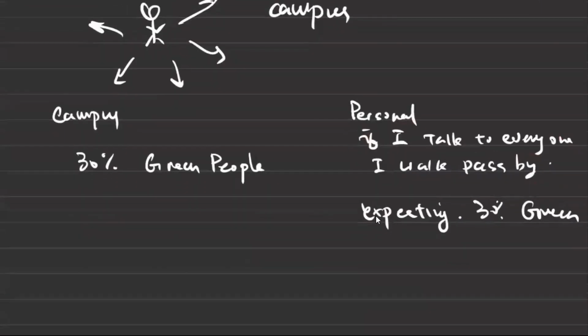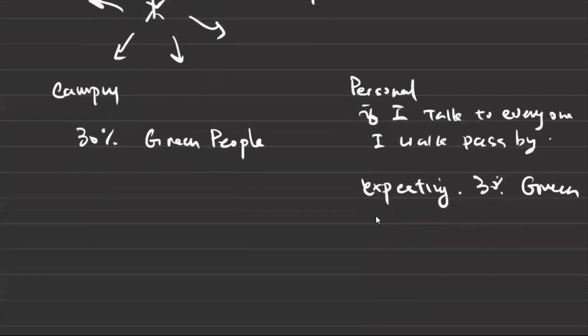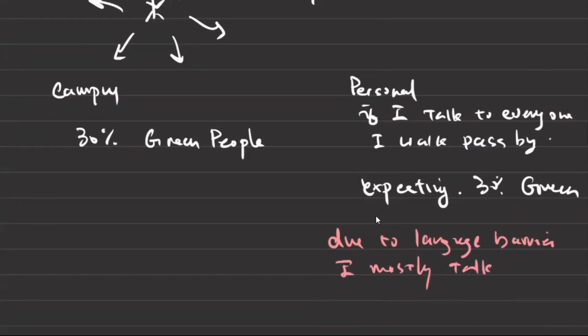Now, let's say I have a little bit of a bias. Let's say I only talk to green people. Maybe I'm a green person. Maybe that's where I'm coming from. And there's a language barrier, there's a culture barrier, right? So let me use a different color. Let's say due to a language barrier, I mostly talk to green people because that's the language I speak. Other languages are challenging to me, right?